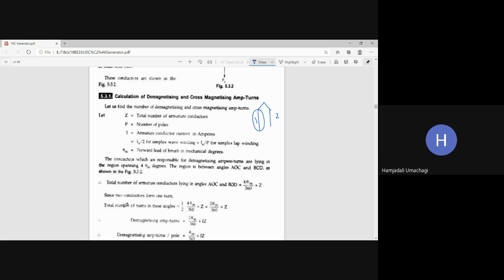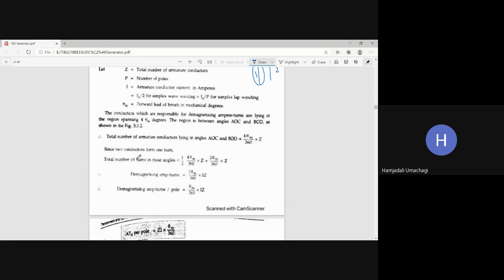For that sake, we convert this conductor information into turns, so multiply the same expression 4 theta m Z by 360 by half. After simplification, the 2 and 4 reduce, so this will be 2 theta m by 360 into Z. This is nothing but the total number of turns in these angles. But we are interested in ampere turns. Z means conductors, that too in turns information, but we are interested in ampere turns.